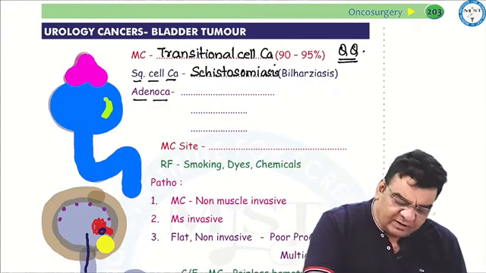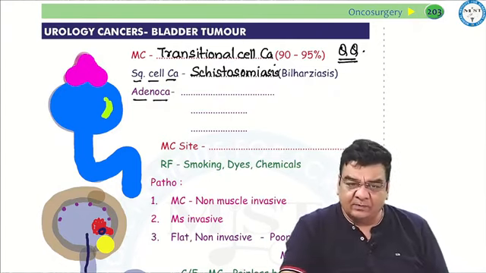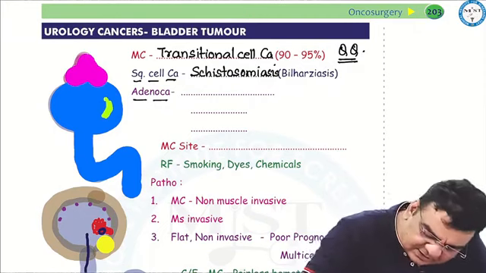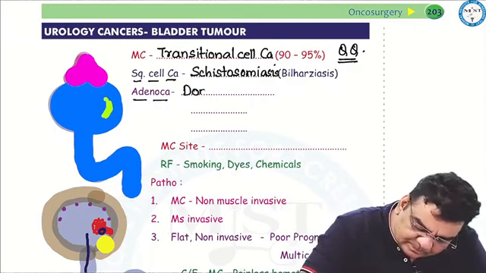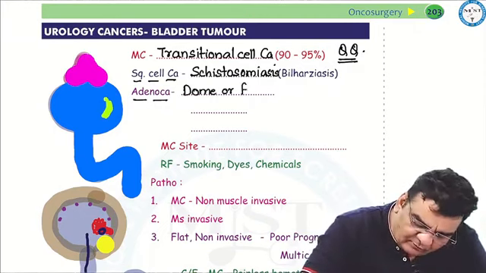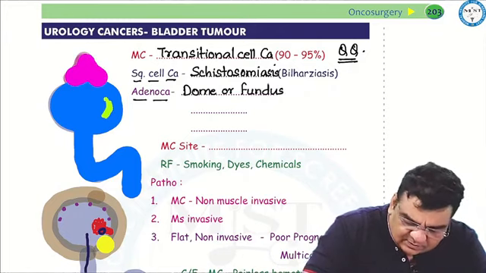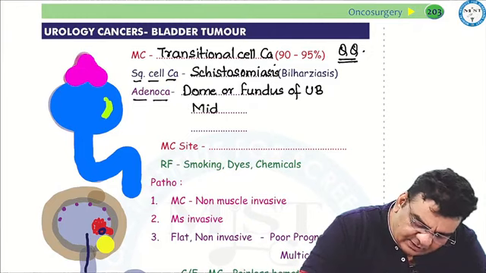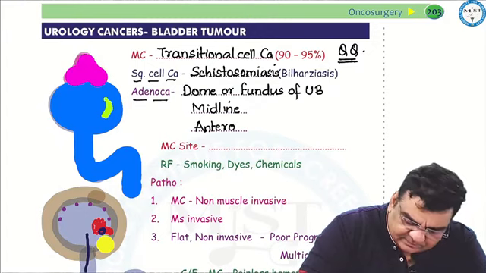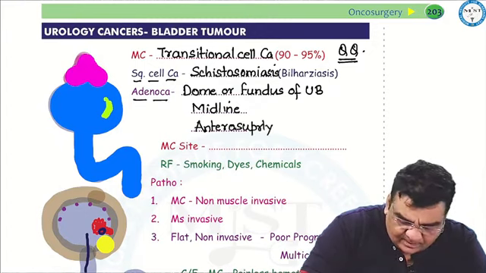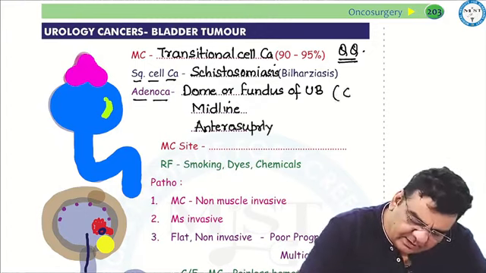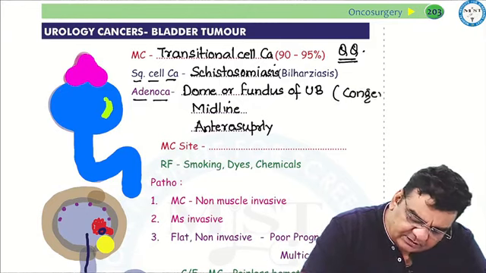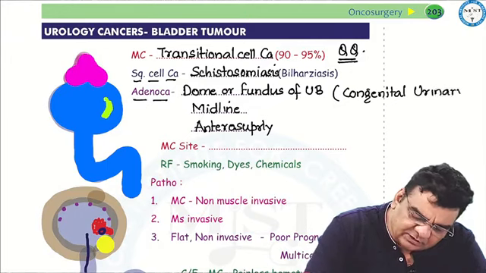Though it is very rare to find adenocarcinomas in the bladder, if it is present, it is found at the dome or fundus of the urinary bladder, in the midline usually, antero-superiorly. In the bracket you can just write congenital urinary bladder diverticulum.